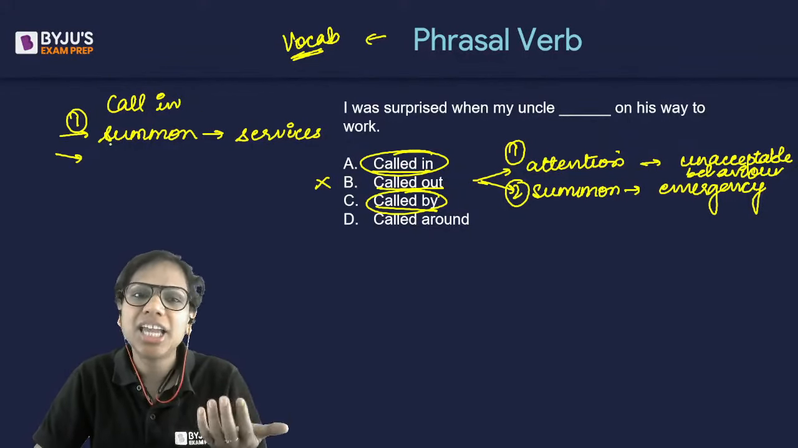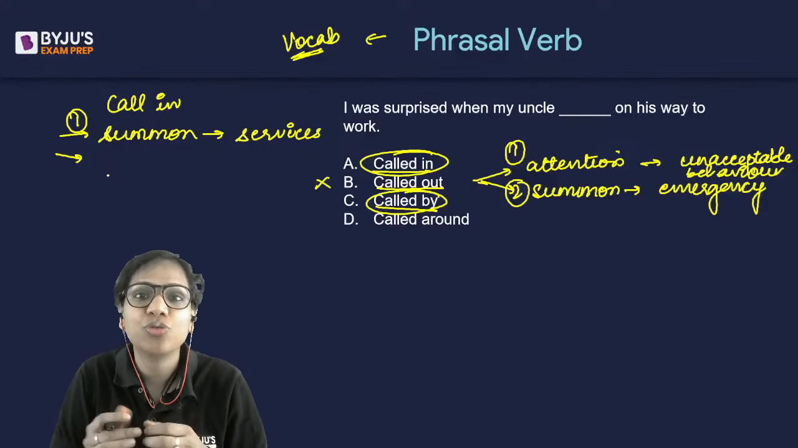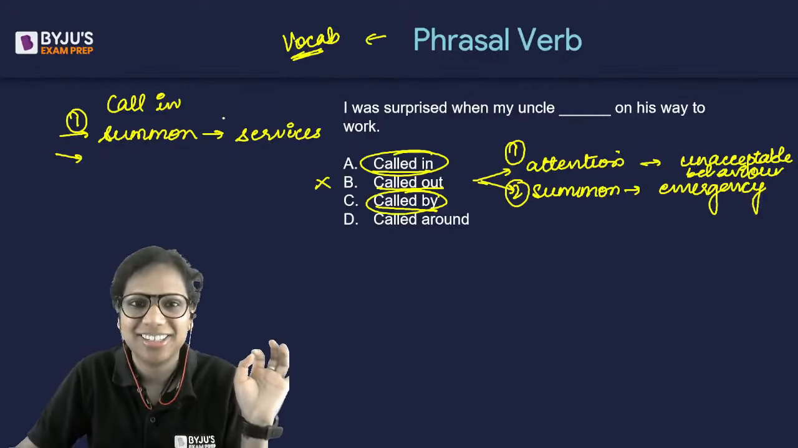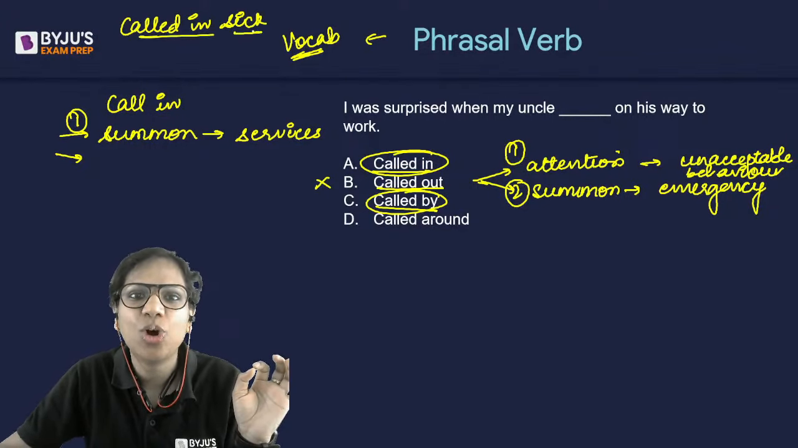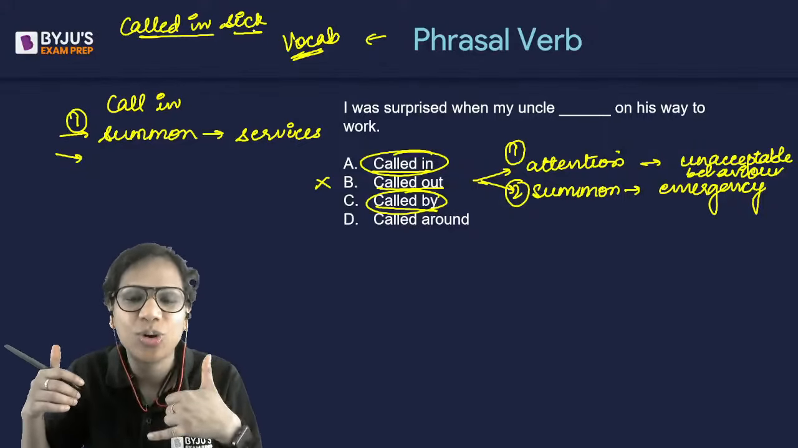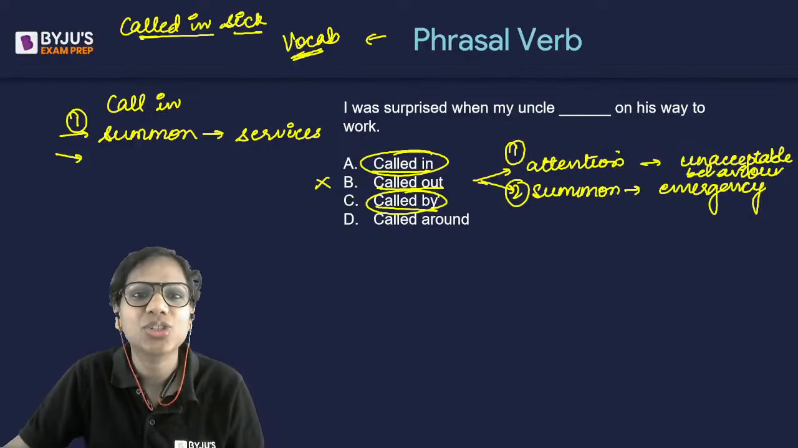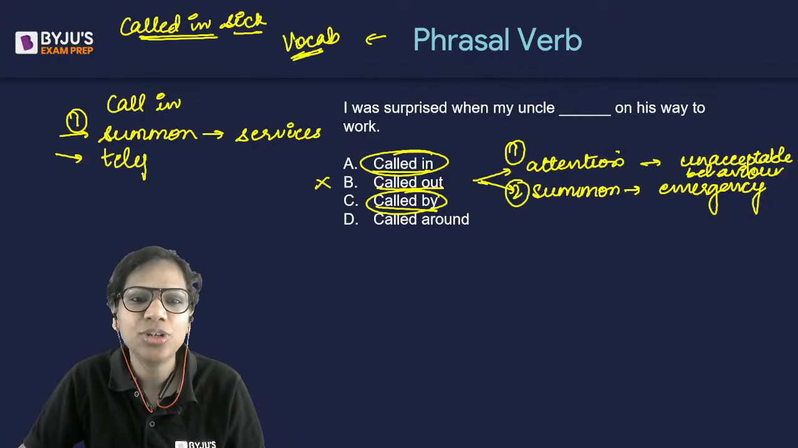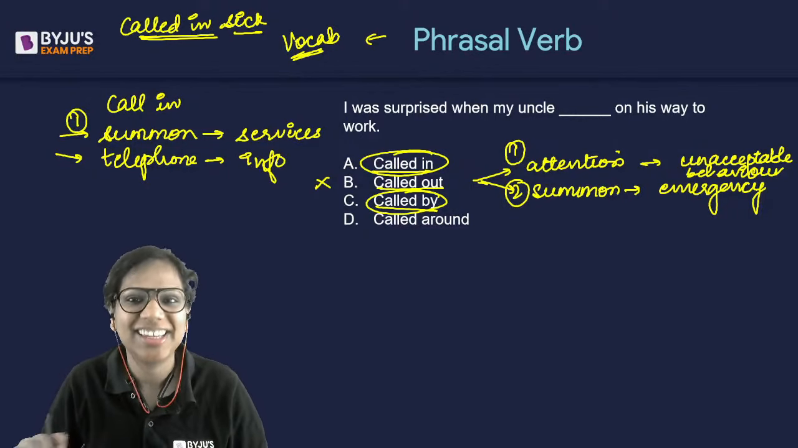The other meaning is when you call someone up to inform them of something. So for instance, she has called in sick. Yes, you must have heard this. She has called in sick today. When you call in sick, you make a call to your office and say, I'll not be able to come to office today because I'm sick. That is to call in sick. So to telephone in order to provide some info. That is another meaning of call in, right?